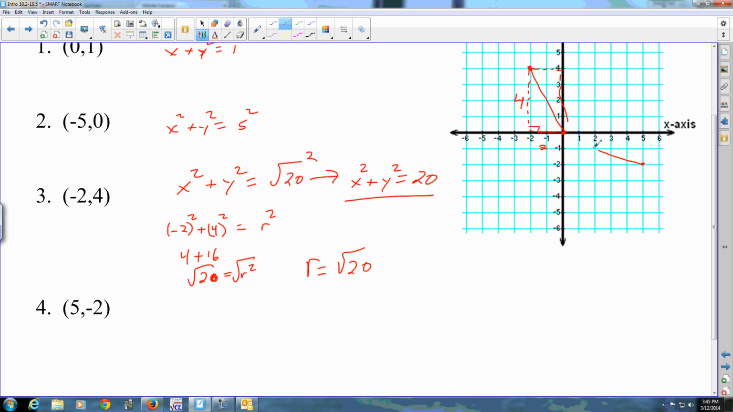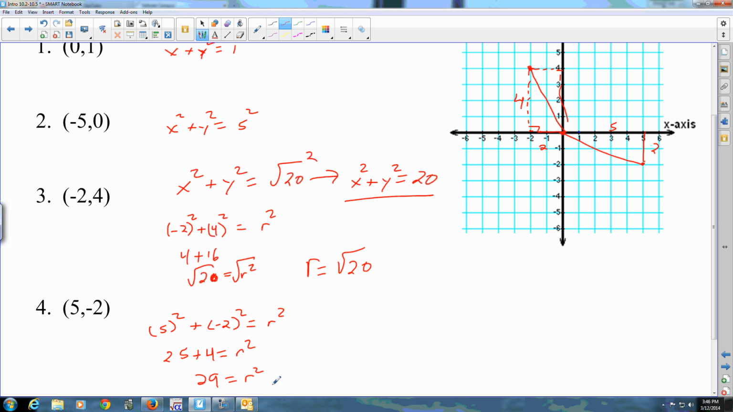Again, you're looking for that length. So this distance here is 2, this distance here is 5. Again, you're just going to do the Pythagorean theorem with those two numbers. 5 squared plus negative 2 squared equals your radius squared, or your hypotenuse, whichever way you want to call it. So 25 plus 4 is r squared. So 29 is r squared.